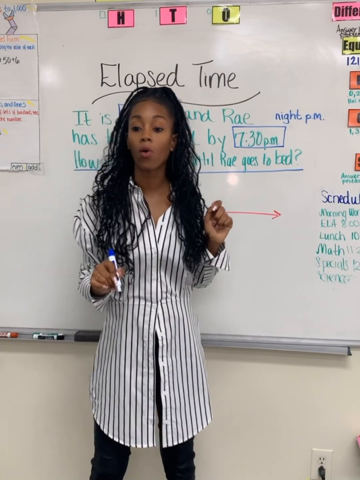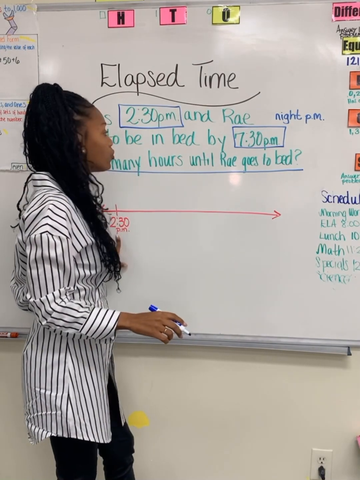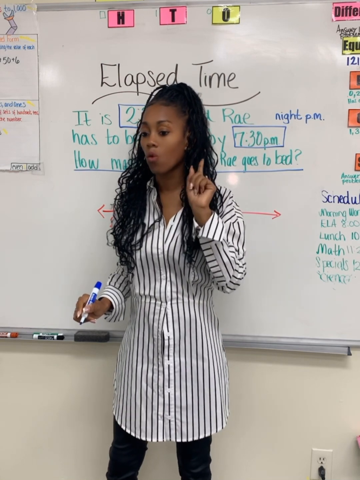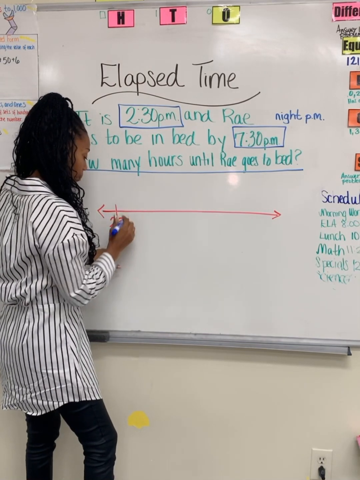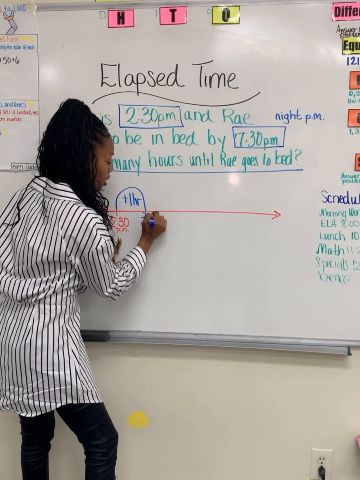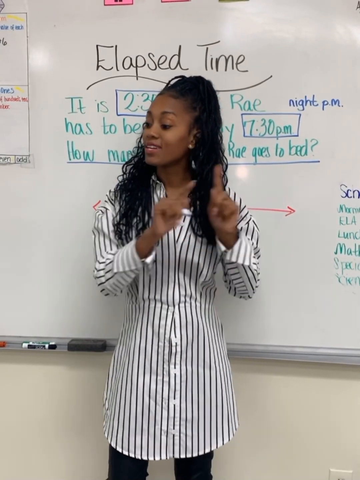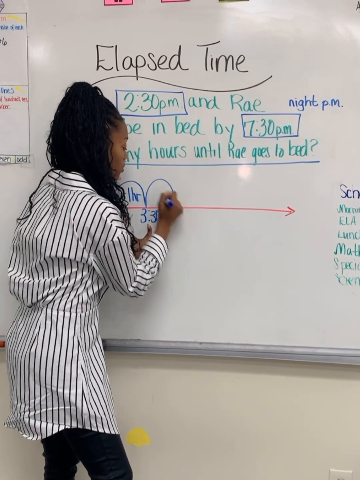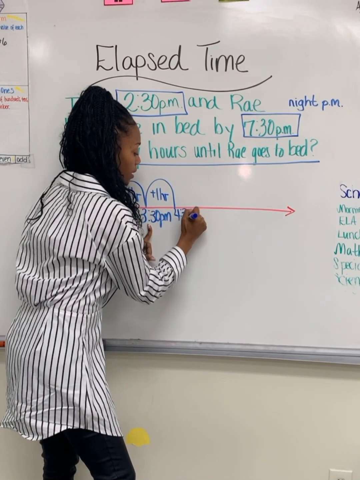What is my starting point? Yes, 2:30. My starting point is going to be 2:30. Now the first thing I'm going to do is jump by 1 hour, okay? So I'm going to go from 2:30 p.m. right here to 3:30 p.m. You see that? Now I'm going to jump another hour from 3:30 p.m. to 4:30 p.m. Very good, 4:30 p.m.